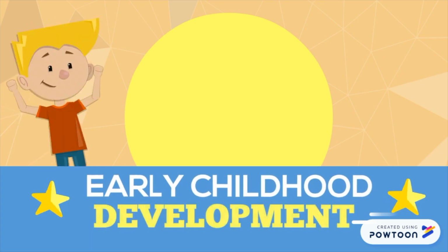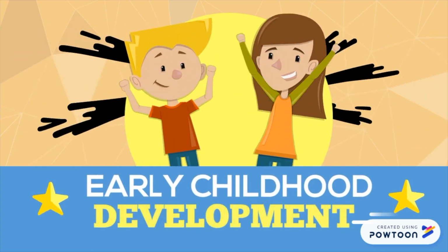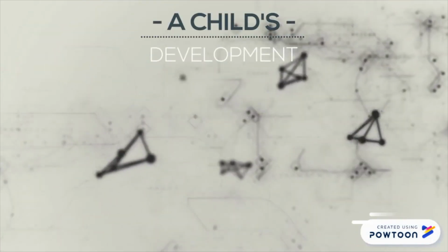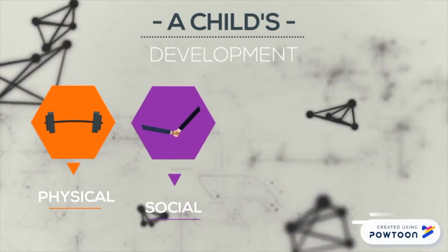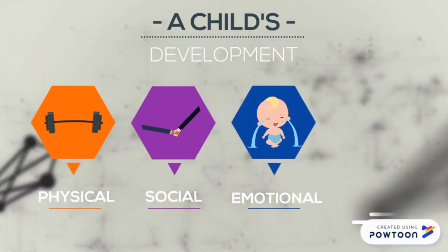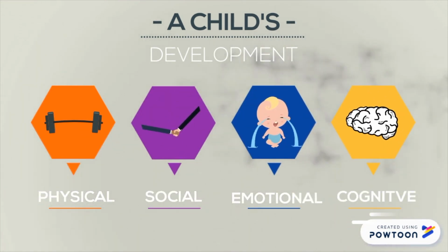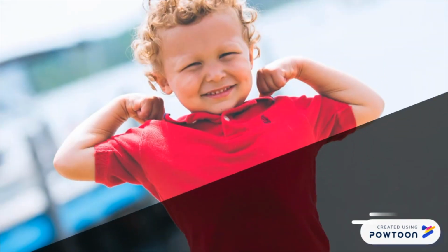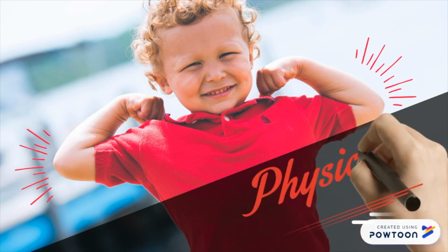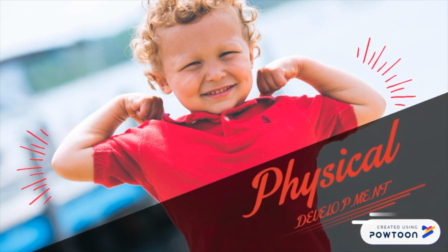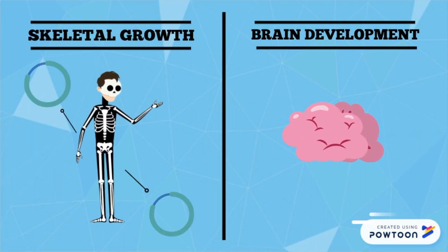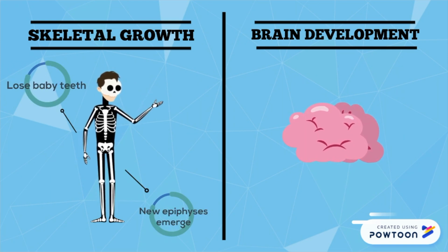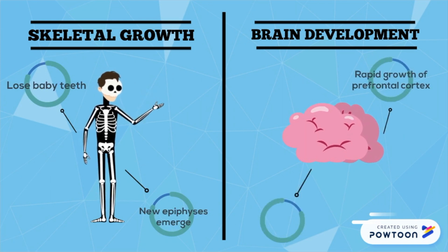We will be covering early childhood development. In a child's development, there are 4 aspects, which are the physical aspect, the social aspect, the emotional aspect, and the cognitive aspect. Let's talk about the physical development of the child. There are 2 main and important physical developments of a child, which are the skeletal growth and the brain development of the child.